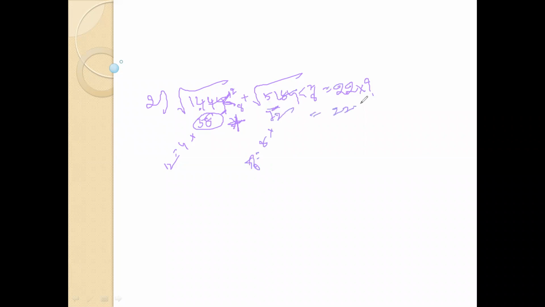38 plus 72 equals 22 into question mark. So 110 equals 22 into question mark. 22 into 1 is 22, 22 into 5 is 110. The question mark equal to 5 is the right answer. 5 and 7 gave the correct answer. Very good.